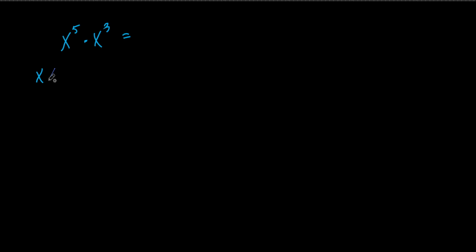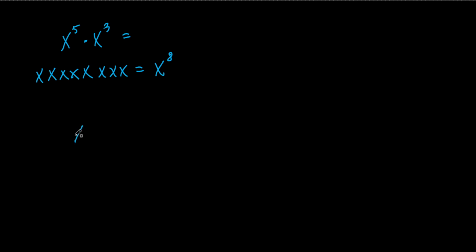So x to the fifth, what is that? It's 5 x's, right? 1, 2, 3, 4, 5. And you're multiplying it by x cubed. So we're multiplying it by what? How many x's? 3 x's. So I can just put them right next to each other, right? They're all the same variable, right? So how many x's now do I have altogether? I have 8 of them, don't I? 1, 2, 3, 4, 5, 6, 7, 8. I got 8 of them. So how could I rewrite this? I could write this as x to the 8th.